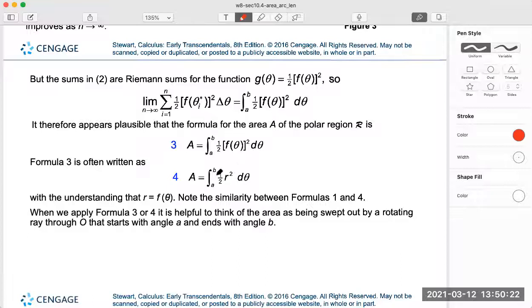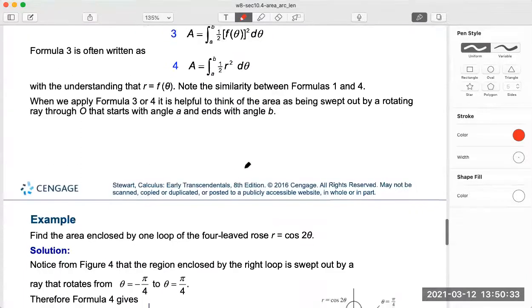Or it is easier to memorize if we use this form. A is equal to the integral from A to B of 1/2 r squared d theta. That's it. Okay.